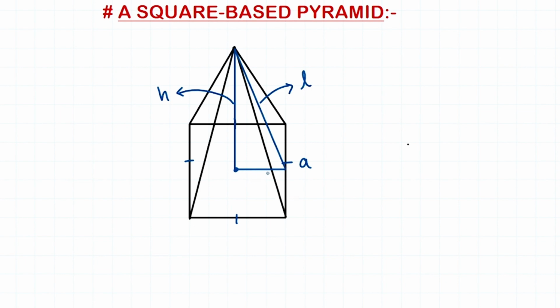Now, if we join the center of our pyramid to this slant height, we're going to get this side, and this side is going to be half of the sides of our square. So it's going to be A divided by 2. The reason is this entire side is our A, right? And when we join it from the center to the side, we get A by 2, okay? It's going to be half.